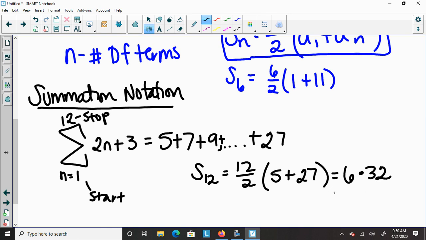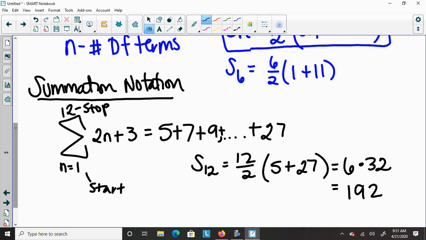6 times 32, I just made this one up. So this looks like that's 180 plus 12, 192. All right, so that is your arithmetic series stuff, summation notation, and also if they give you the list of numbers out or tell you how many terms there are.